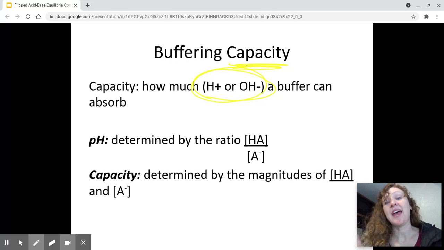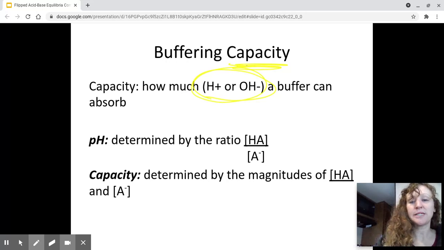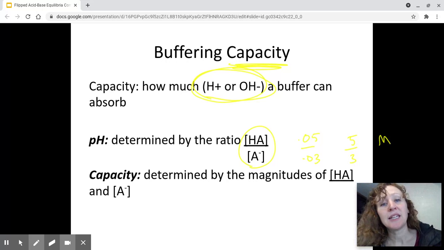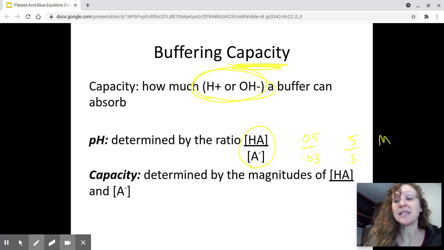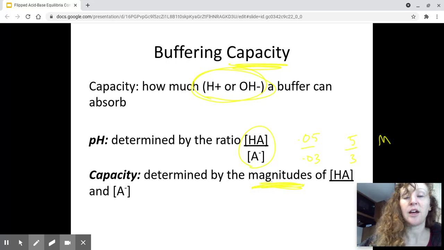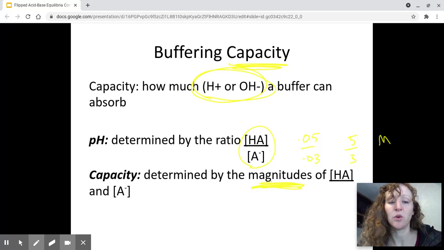So again, as we saw on the last slide, right? pH is going to be determined by the ratio of HA over A minus. It doesn't matter if this is 0.05 over 0.03 or if it's 5 over 3 molar, right? The ratio is all that matters for pH. But for the capacity, the magnitudes of your acid and of your conjugate base do matter.